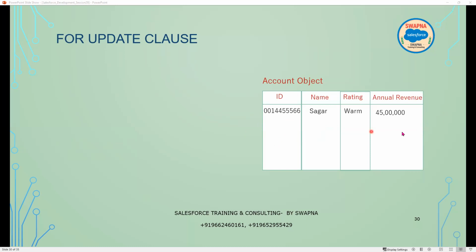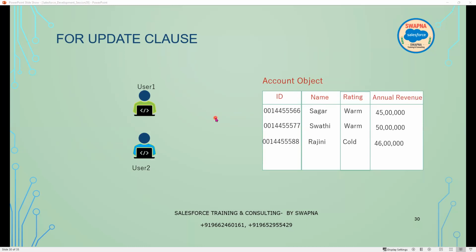Now some 45 lakhs we have it, and similarly we have a second record. Now 50,000, and similarly we have a third record. So these are the data which is available inside the Account object. Now sometimes it is possible that two developers are working on the same object, user 1 and user 2.